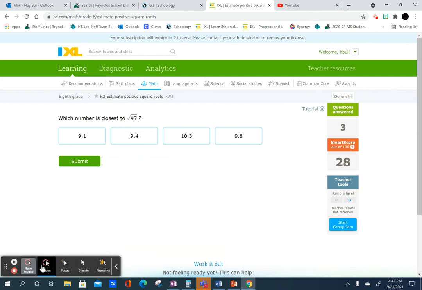And I remember 8th graders from years past, they had trouble with this because a lot of this was very abstract thinking.